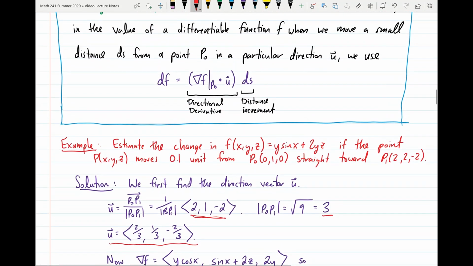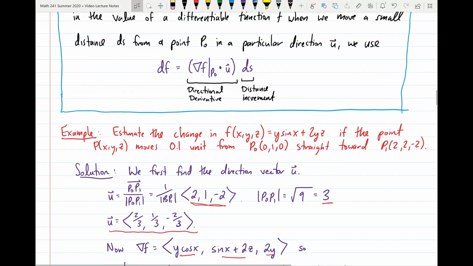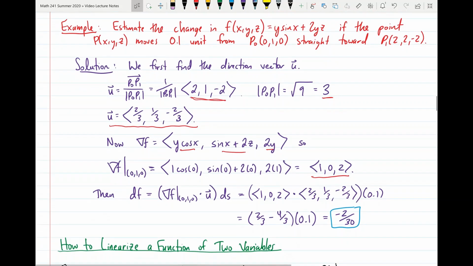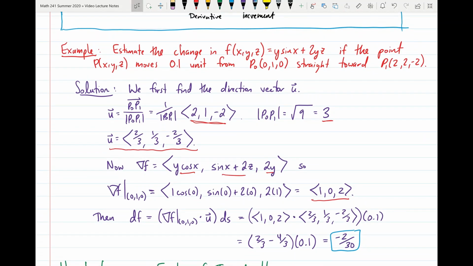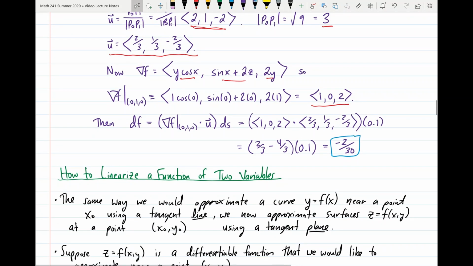And now, using this definition from above, we know that df, which is going to be an estimate of the change in f, is equal to the gradient of f at the point (0, 1, 0), dot product with our directional vector u, multiplied by ds, where ds is that small increment that we're moving. The problem gives us that ds is going to equal 0.1 units. So we can just plug in everything we just calculated. We get (1, 0, 2) dot product with (2/3, 1/3, -2/3), and then we multiply the result of that dot product by 0.1. So this ends up being -2/3 times 0.1, or just -2/30.